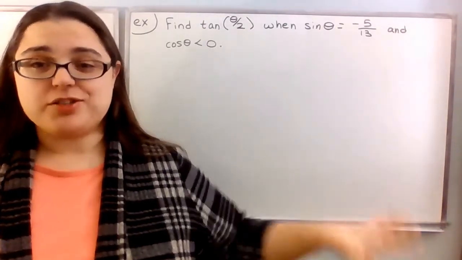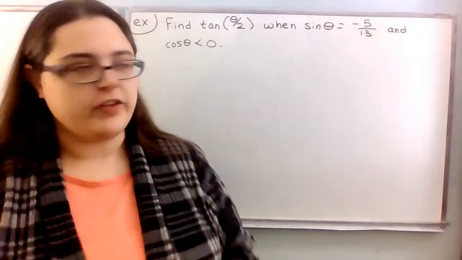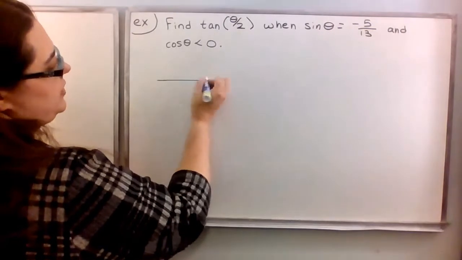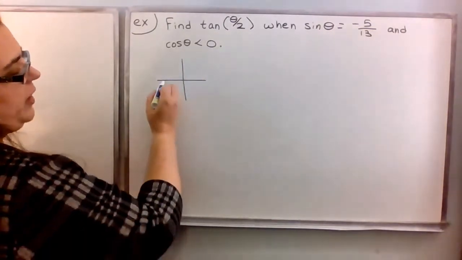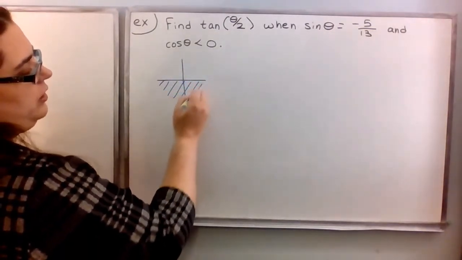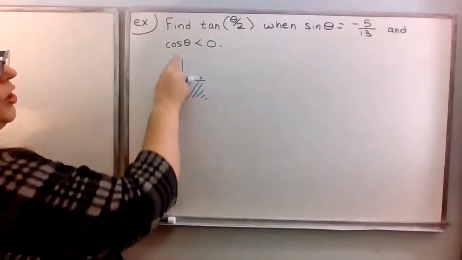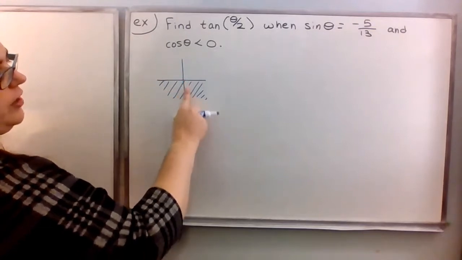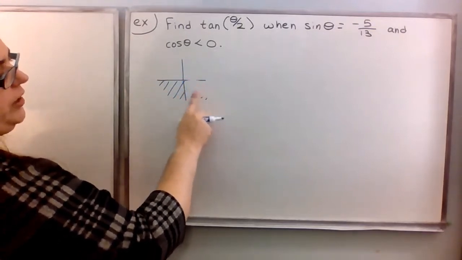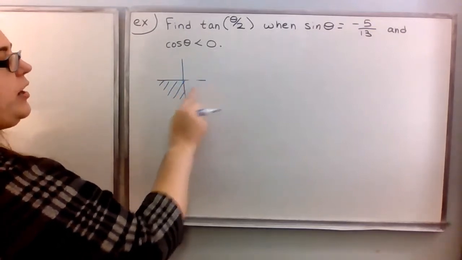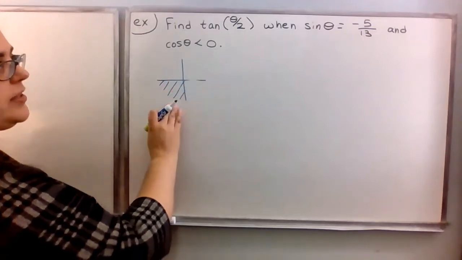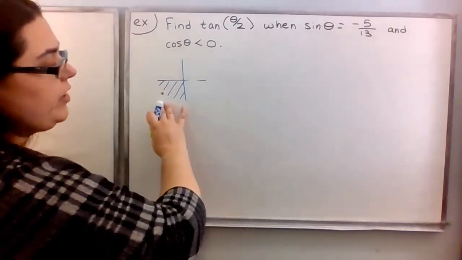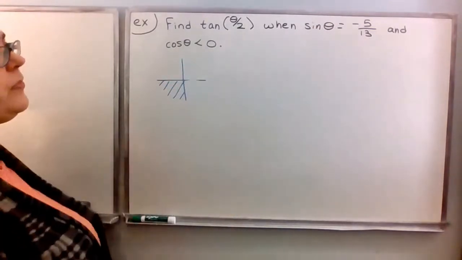So the first thing I'm going to do is orient where this angle is living. Sine is negative, so that means we're living in the bottom hemisphere. And cosine is less than 0, so that means we're living in the west. So that means we must be in quadrant 3. So this is where theta lives, not necessarily theta over 2, right? Most likely not theta over 2. But this is where theta lives.